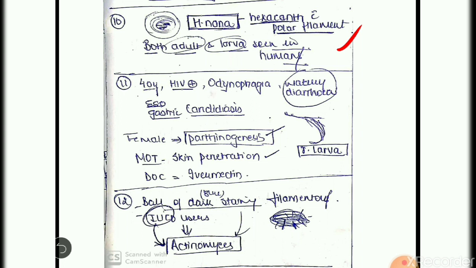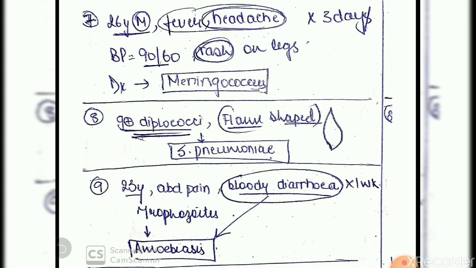A patient coming to you who is HIV positive, watery diarrhea, odynophagia. So the question was, the female has undergone parthenogenesis. The next question, very important, again a hint based question. IUCD users will have Actinomyces, easy. The next question, again fever, headache, you make a diagnosis of meningitis.